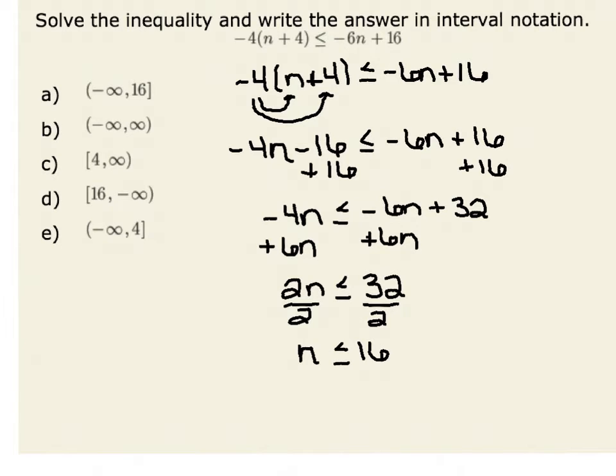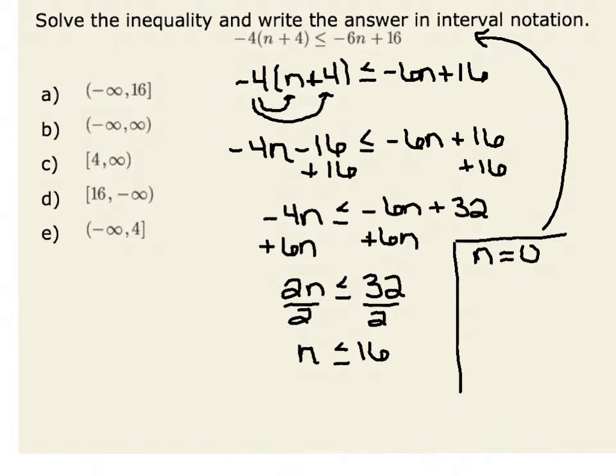We could check by picking any value less than or equal to 16. For example, if I chose n equal to 0, I could substitute this back into my original inequality to verify I have a true statement. Therefore, negative 4 times 0 plus 4, we want to know if that is less than or equal to a negative 6 times 0 plus 16. Well, let's check.